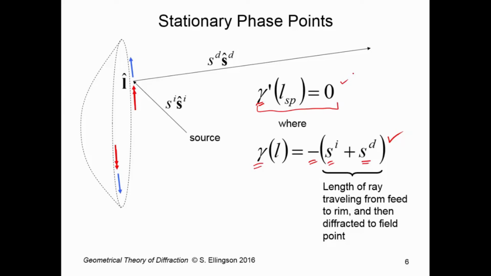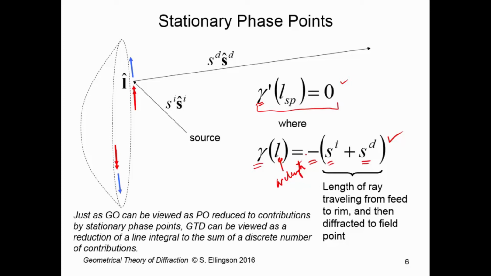So the stationary phase points are the points where the first derivative of path length with respect to arc length is equal to 0. Now, just as GO can be viewed as PO reduced to contributions by stationary phase points, GTD can be viewed as a reduction of the line integral that I'm alluding to here to the sum of a discrete number of contributions. So stationary phase analysis is all about reducing integrals to a discrete number of contributions and thereby avoiding the integration.